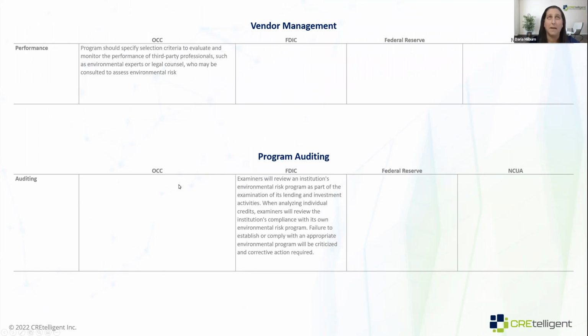The OCC is the only one that makes a statement about vendor management. The FDIC, Federal Reserve, and NCUA don't really say much about how to manage your environmental vendors. And then the FDIC comes down to program auditing. So what I want to help you do today is build a program that will allow you to be successful, to implement it easily, and to maintain consistency, which will always be key, because the more consistent you are, the more credible you are.